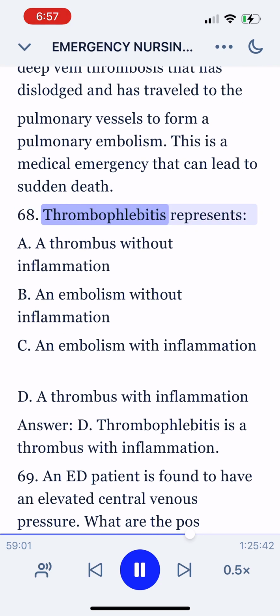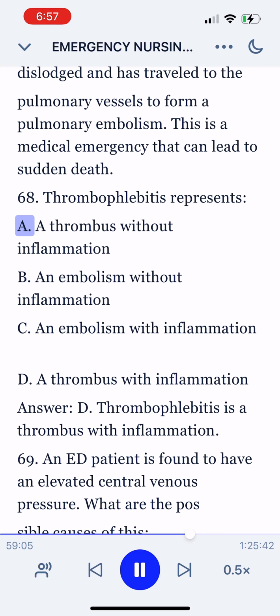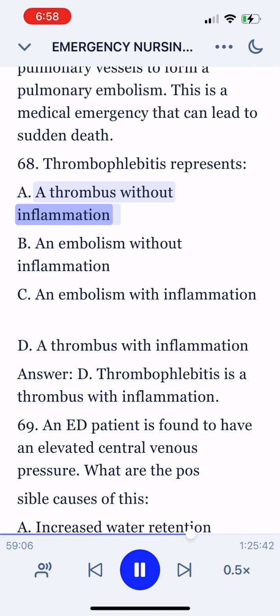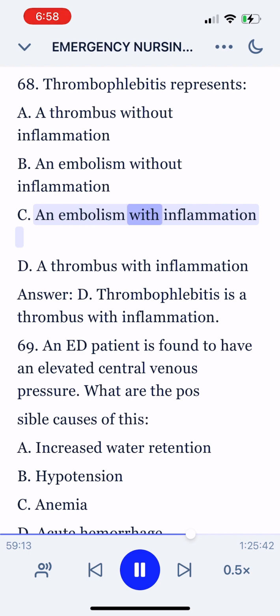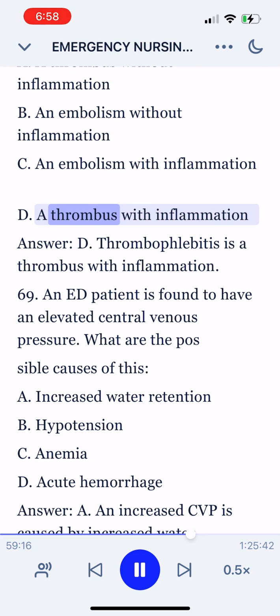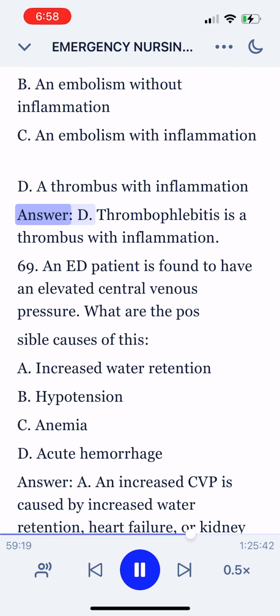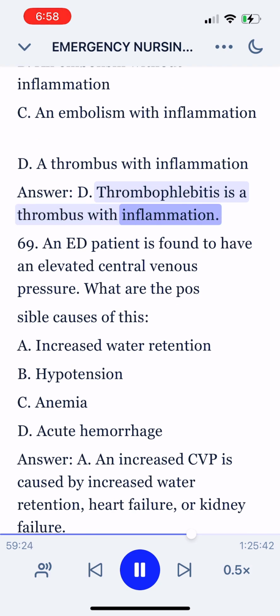68. Thrombophlebitis represents A. A thrombus without inflammation. B. An embolism without inflammation. C. An embolism with inflammation. D. A thrombus with inflammation. Answer D. Thrombophlebitis is a thrombus with inflammation.